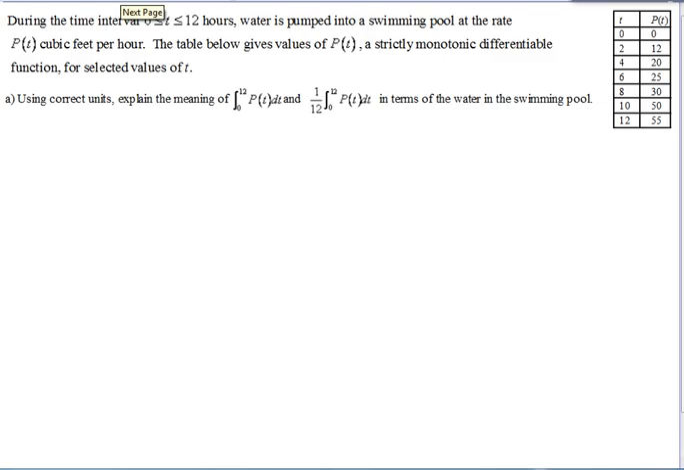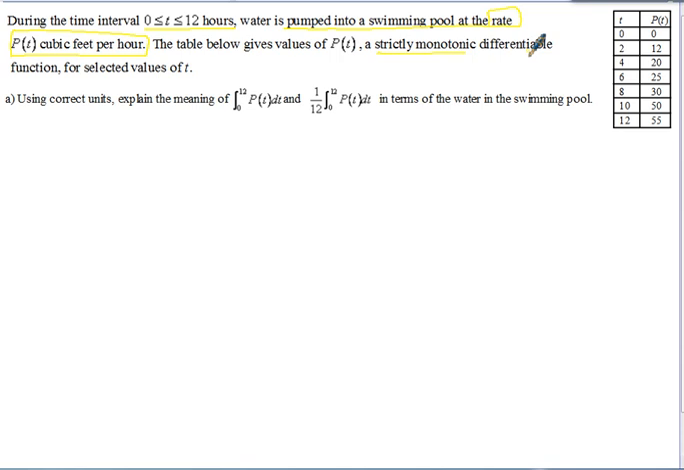Take a look at another example with some different parts here. Sometimes they organize the table horizontally, sometimes vertically. So this is the vertical table. It says during the time interval 0 to 12 hours, water is pumped into a swimming pool at the rate P of t cubic feet per hour. The table below gives values of P of t, a strictly monotonic differentiable function, for selected values of t.